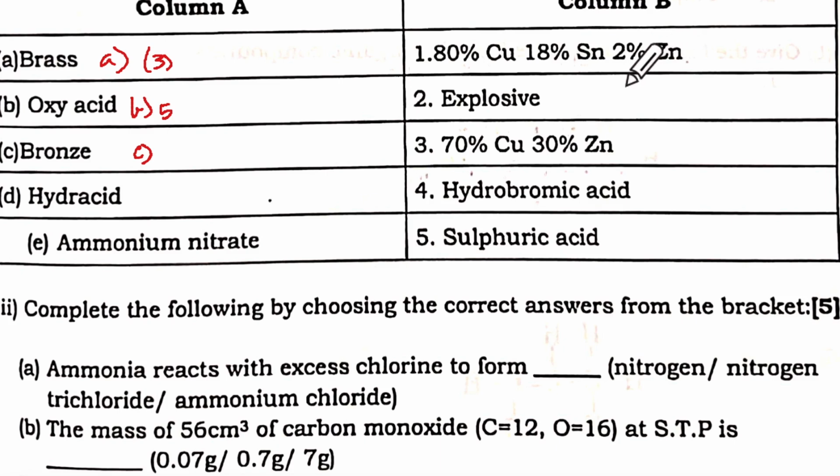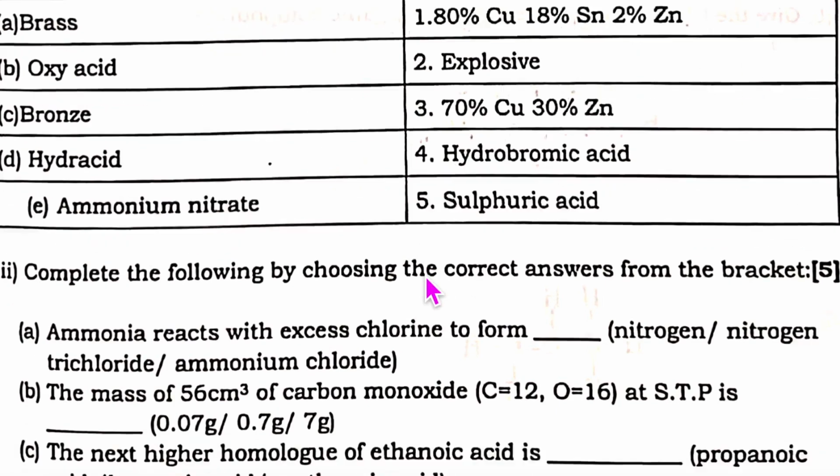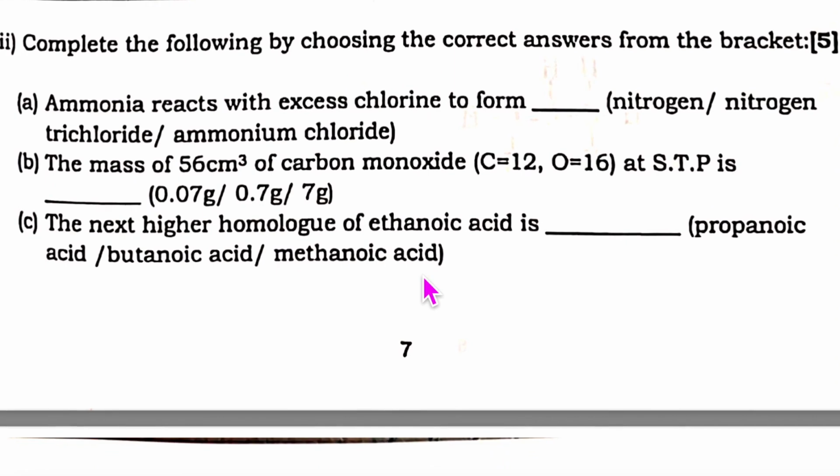And remember, they will also ask you regarding bronze, which are the two major components. The major components are copper and Sn. All right, so C is 1. Then D, hydrazine means hydrobromic acid, so that is this. And ammonium nitrate is explosive in nature. Most of you got that right, so that is correct.